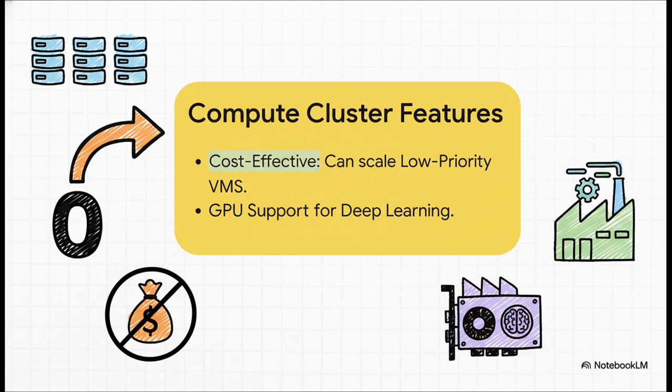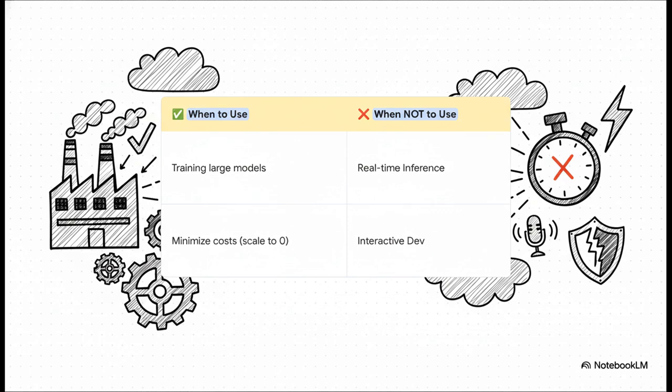Period. You can even use cheaper low-priority VMs to save more cash. And of course, it's got full GPU support, making it the perfect powerhouse for any heavy-duty job, like training or hyperparameter tuning. The decision here couldn't be simpler. If you are training a big model, you use a compute cluster. End of story. But if you need an instant, real-time prediction from your model, you absolutely do not use this.